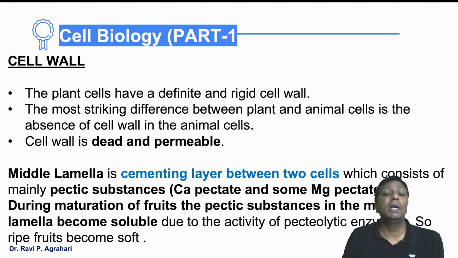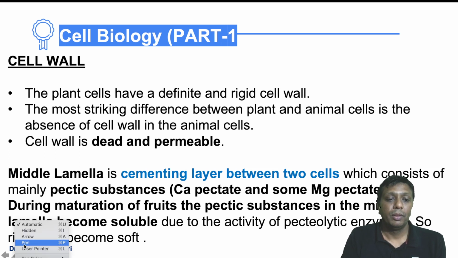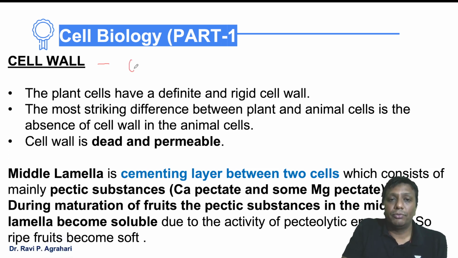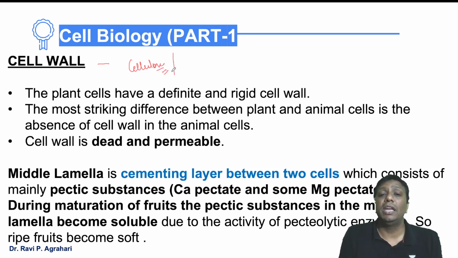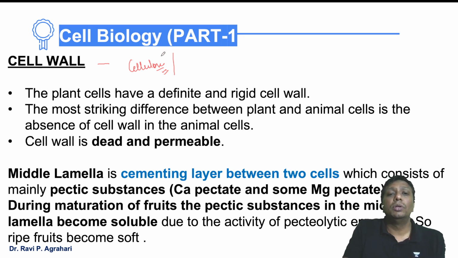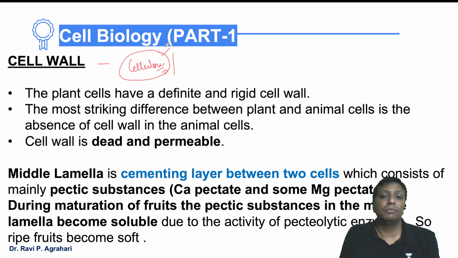If you go into the chemical composition of the cell wall, the cell wall is generally made up of cellulose. So mostly the cell wall has cellulose, and cellulose is a kind of carbohydrate. Even if you are eating green vegetables, what is your food? This carbohydrate, cellulose, is the food.